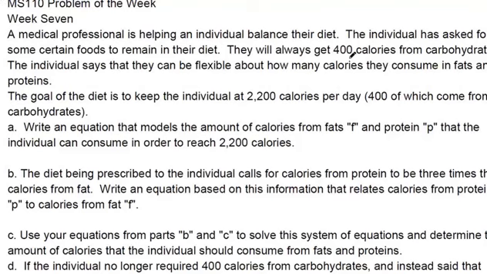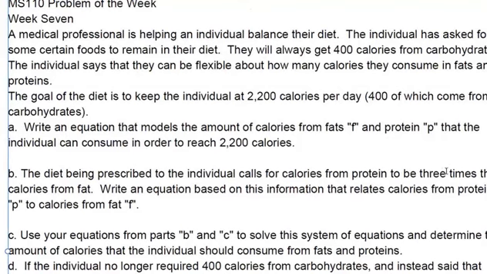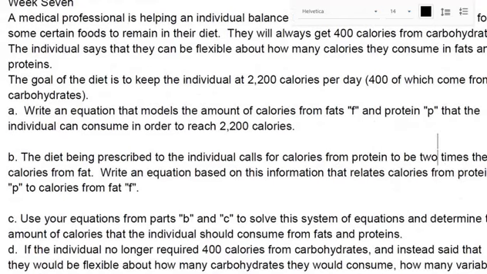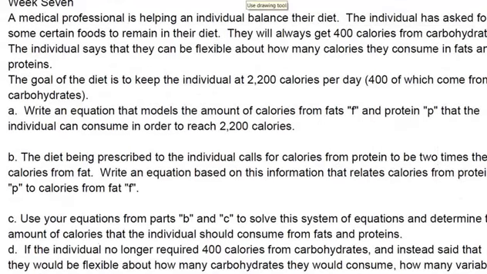Okay, same problem of the week, I just changed the numbers. The idea is that you get 400 calories from carbs, and the amount of calories you get from protein and from fat, that's a variable that can fluctuate. Actually, I've got to change this. Let's change this to 2 times. Okay, so protein, fat, those are variables, those can fluctuate.